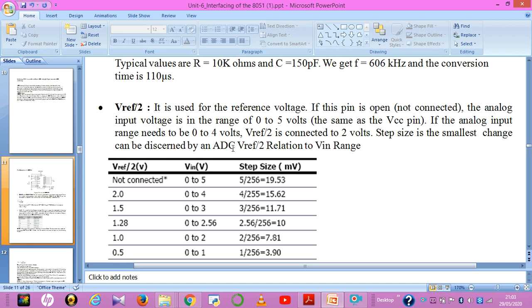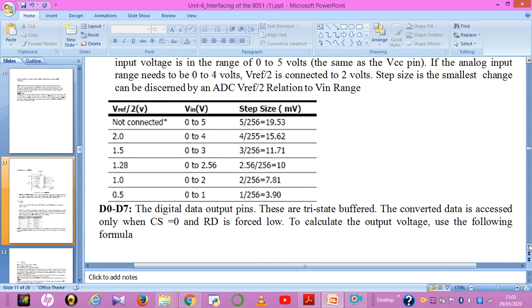Step size is the smallest change that can be discerned by an ADC, and Vref by 2 relates to the input voltage range. So if you need a different voltage range, you have to use Vref by 2. If you need the voltage range 0 to 5, no need to connect this pin. You can keep this one in an open state, no need to connect the VCC 5 volt supply. If you need 0 to 4 volts, then you have to connect Vref by 2. How it is going to calculate the voltage, and how you get the different voltage range, is in terms of millivolts.